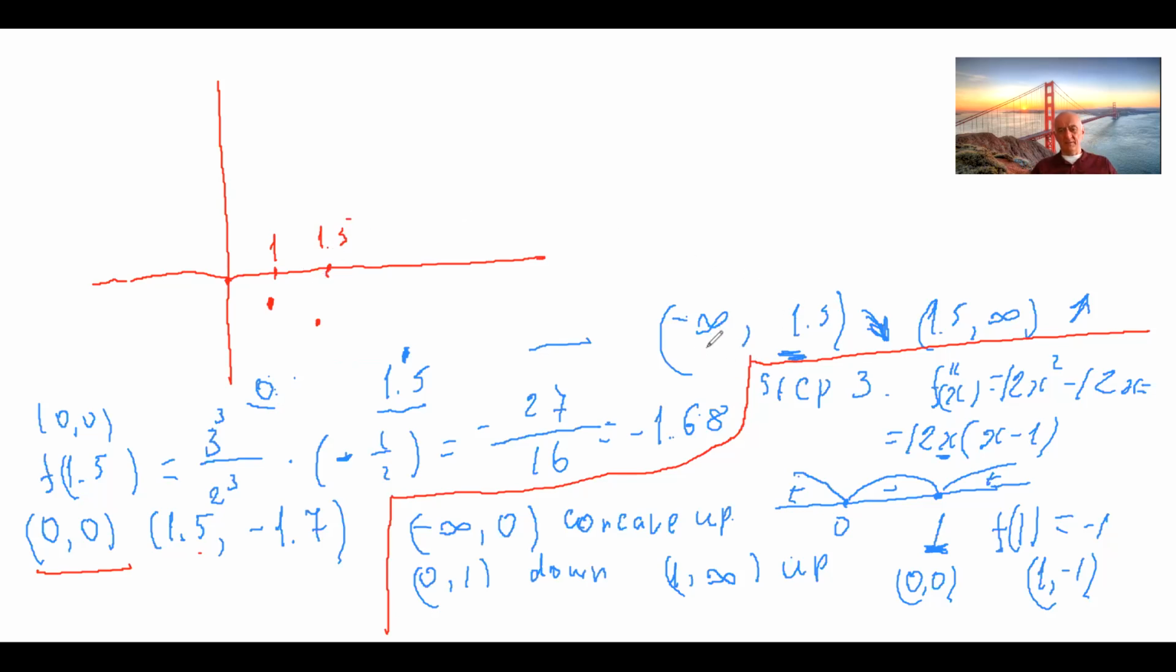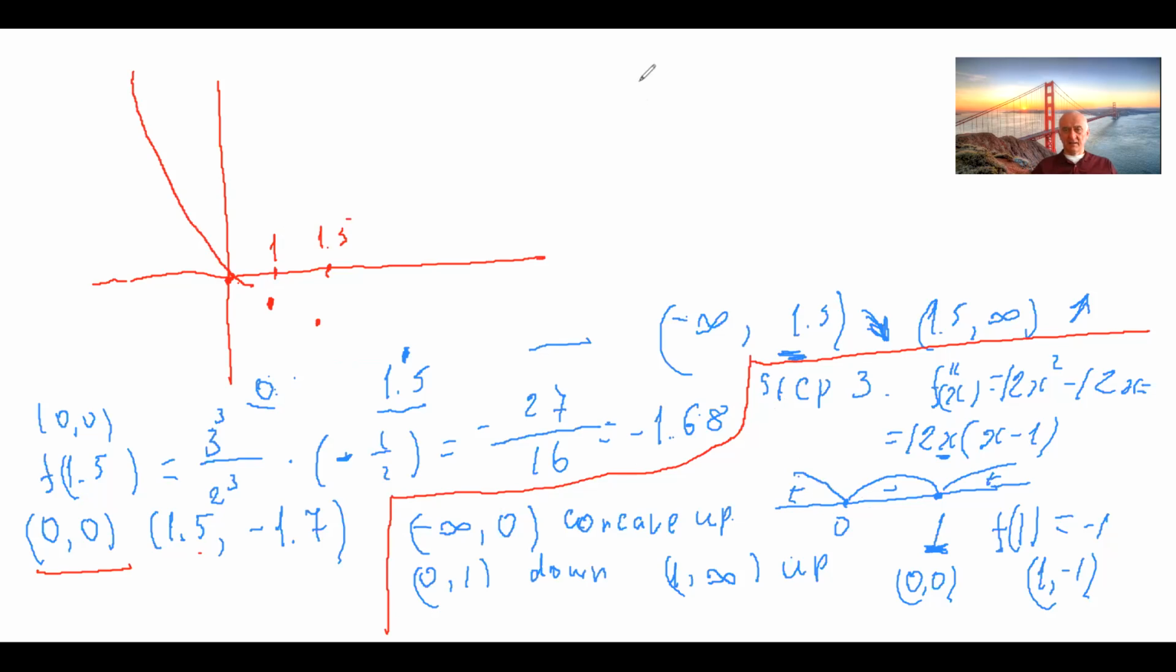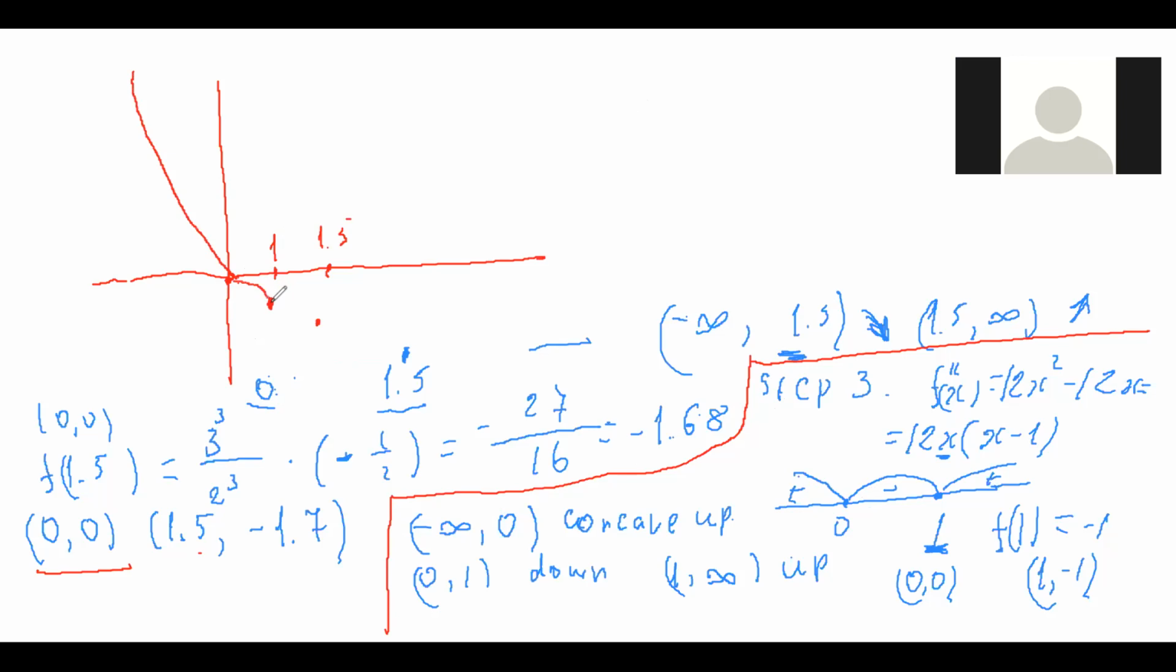First of all, from negative infinity to 1.5, the function is decreasing. And I also know that from negative infinity to 0, the function is concave up. So let me sketch that concave up to 0. Then from 0 to 1, the graph is concave down. So concave down, it's decreasing again. After 0, it's decreasing, but it's concave down.